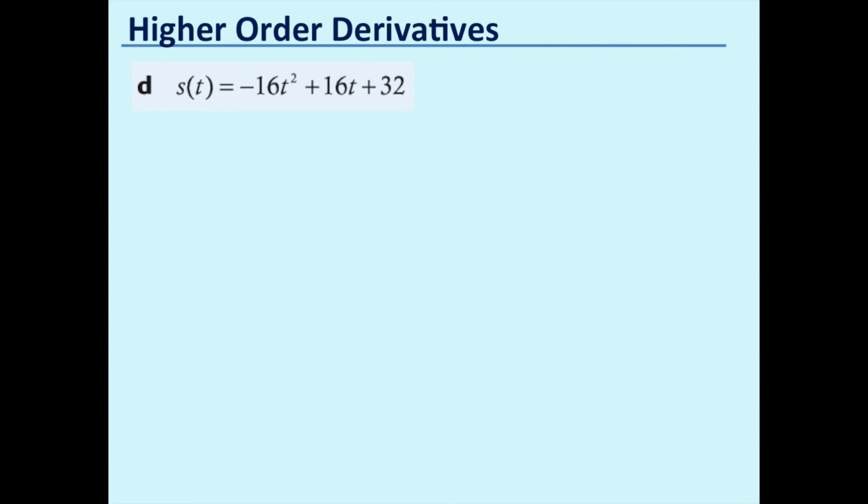For part D, here the first derivative is going to be minus 32t plus 16, so the second derivative is just going to be minus 32.